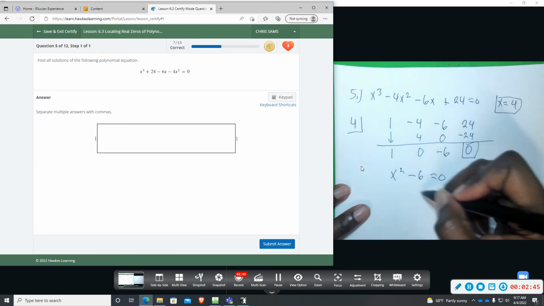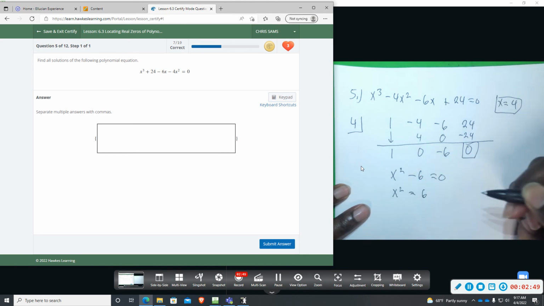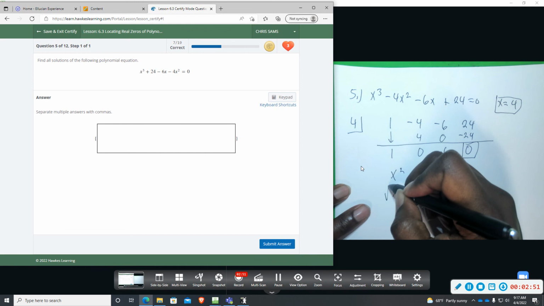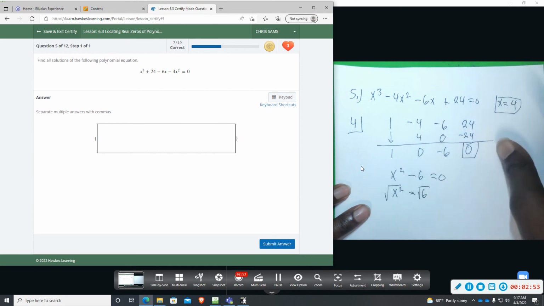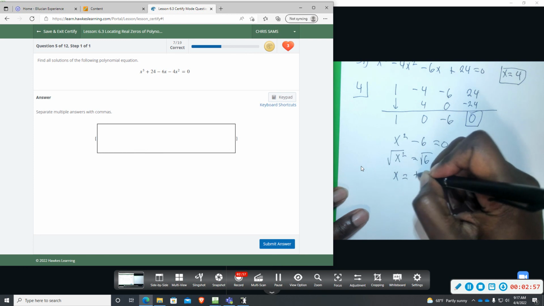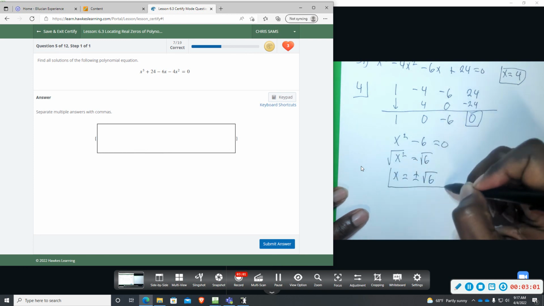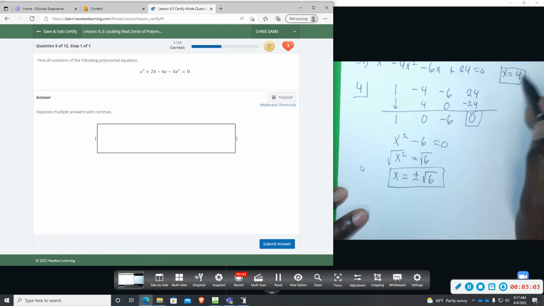So I'm going to add 6 to both sides. So I have x squared equals 6. And then you solve by taking the square root on both sides. So we get x equals positive or negative square root of 6. So we get one real 0, and the other one is 4.